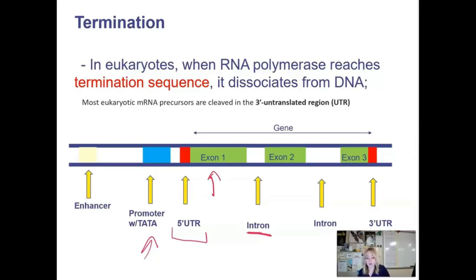And then introns are parts that do not code for protein. And you can see we have exons interrupted by introns, and then the entire gene is flanked by the 3' untranslated region. And then upstream of the promoter, we have an enhancer. I haven't talked about that yet, but I will in a minute.